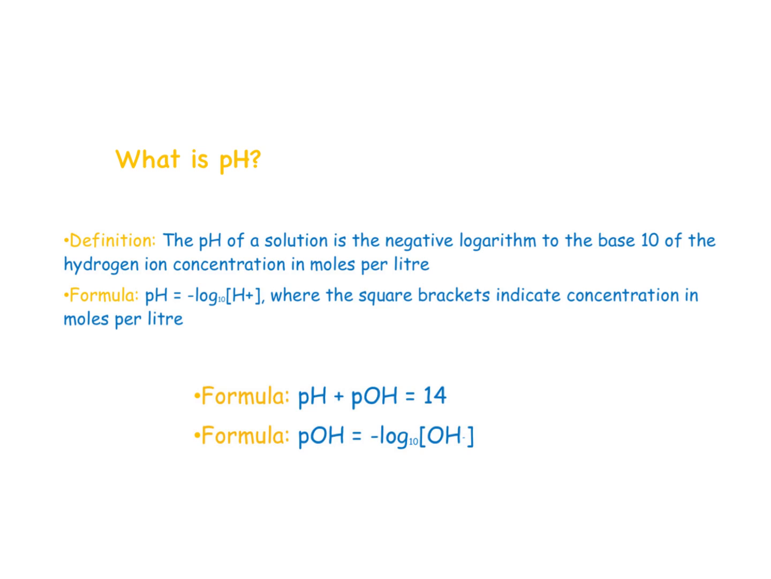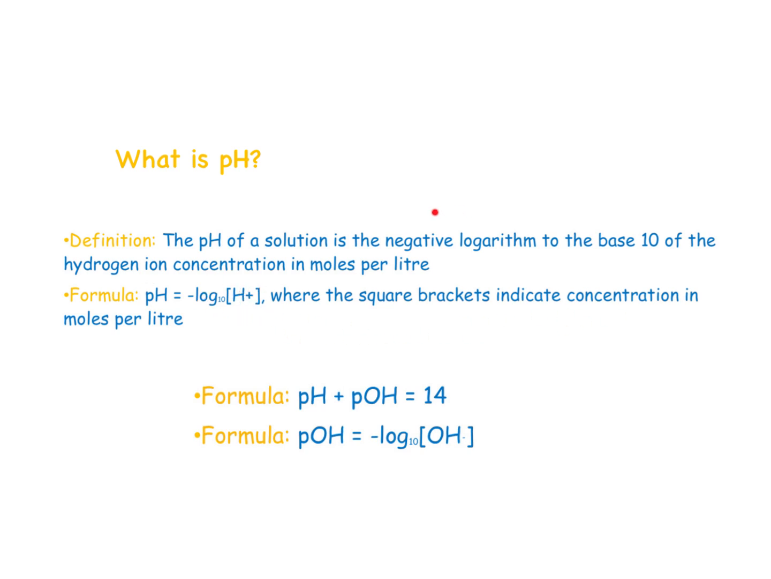So moving on, we would look at what is pH. That's important to know what pH is before you can do any pH calculations. So pH is the negative logarithm to the base 10 of the hydrogen ion concentration in moles per litre. And we can see here that it has a formula. pH equals minus log to the base 10 of the H+ ion, where the square brackets indicate the concentration in moles per litre.